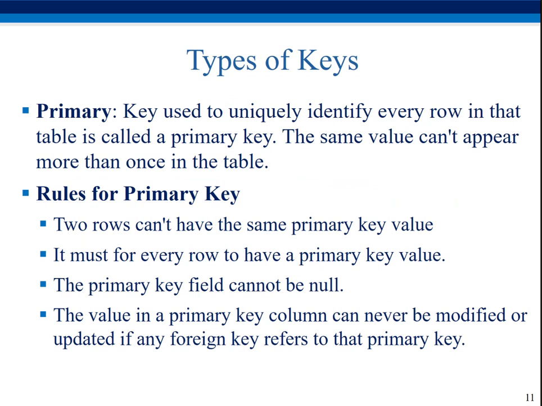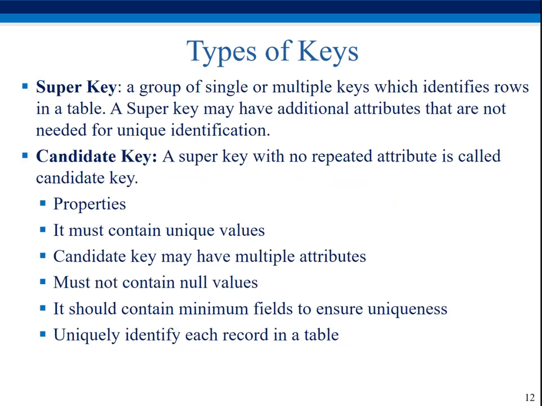Here are simple rules. You cannot have two rows that have the same primary key. We talked about that. Every row has to have a primary key. The primary key cannot be null, and the value of the primary key cannot be modified or updated if any foreign keys refer to that. A foreign key, of course, is something that refers to that from another table.